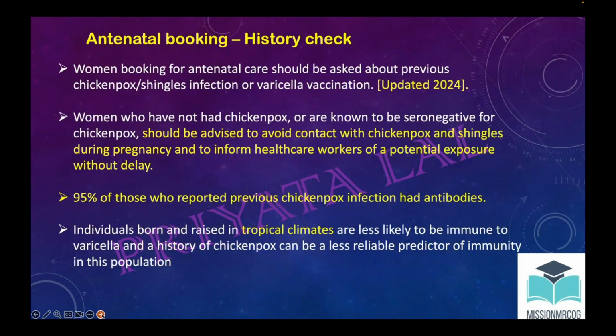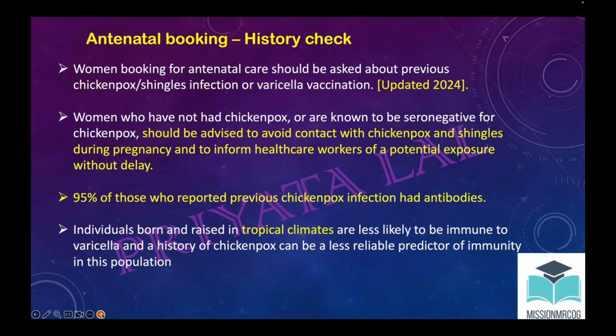Now, what the guidelines say: when the patient comes to antenatal care the first time for booking, routine checks are not done. The patient should be asked about vaccination, and possible history of chickenpox or shingles infection. Now, if the patient had not been exposed, that means she would be considered susceptible. She should be advised to avoid contact with anyone having chickenpox or shingles, because she would be susceptible, she can get it.